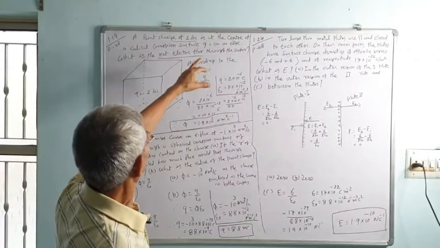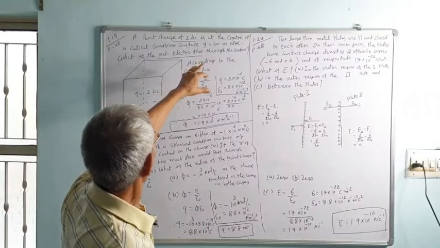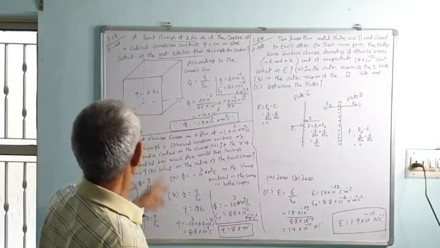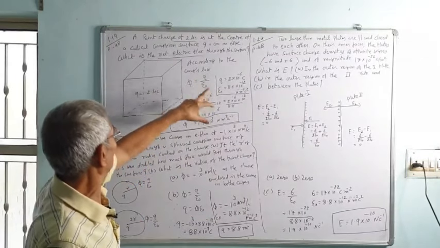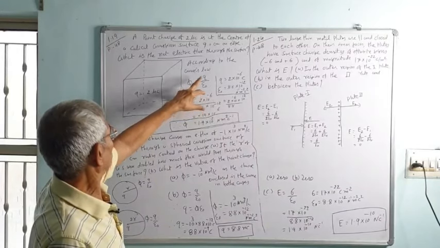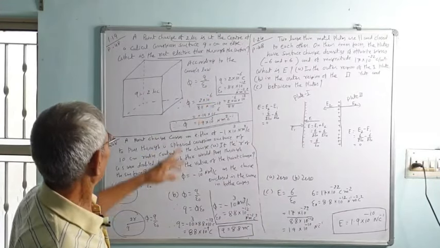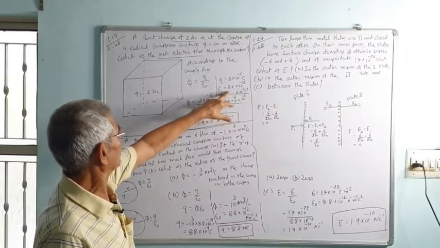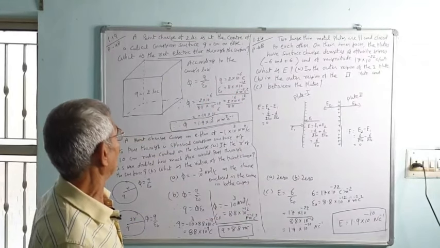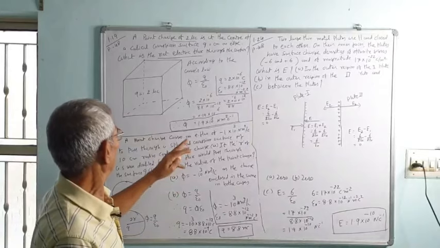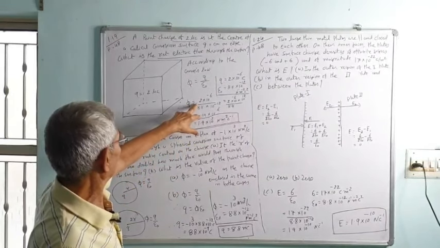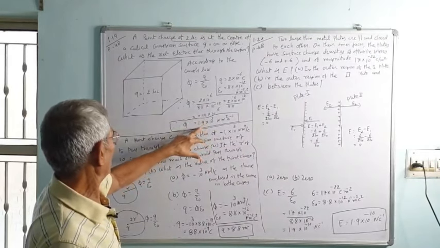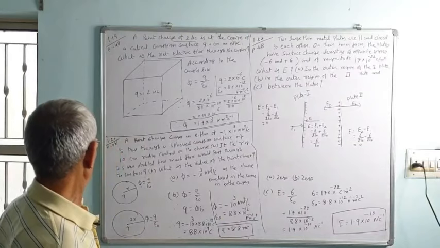Example 1.19, page number 48. A point charge of 2 microcoulomb is at the center of a cubical Gaussian surface 9 cm on each side. What is the net electric flux through the surface? The charge enclosed is 2 microcoulomb. According to Gauss law, the flux is equal to Q upon epsilon 0, where Q is the charge enclosed. Q is equal to 2 × 10^-6 coulomb, and epsilon naught is 8.8 × 10^-12 N^-1 m^-2 C². Therefore, φ is equal to 2 × 10^-6 upon 8.8 × 10^-12. That comes to about 1.9 × 10^5 N m² C^-1.